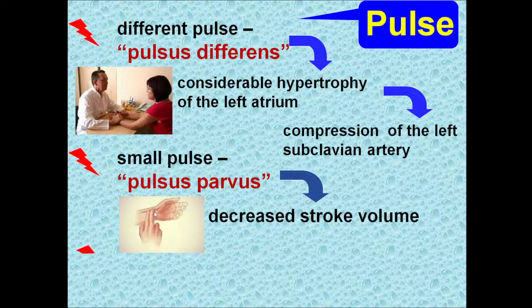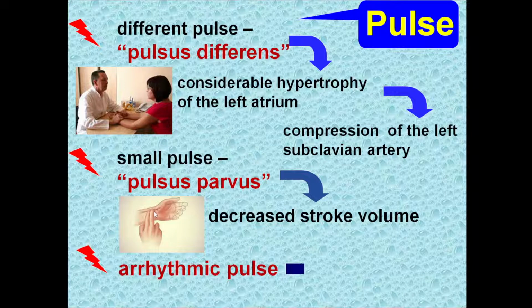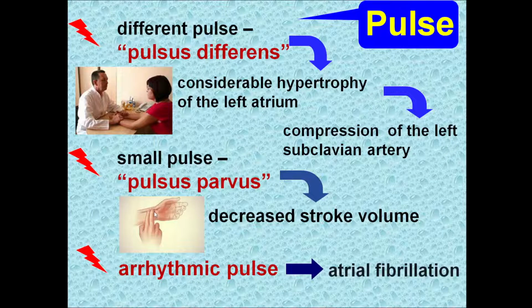And the last problem: we can reveal a specific arrhythmia, atrial fibrillation. If you remember, when we talked about heart arrhythmias, I said atrial fibrillation appears due to diseases which finish with three O's, one of which was mitral stenosis. Mitral stenosis provokes atrial fibrillation.